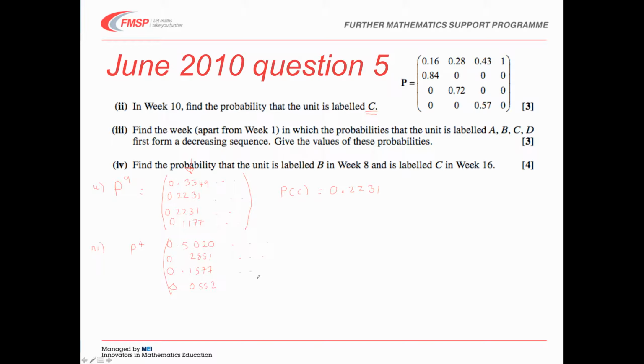But it's the first column that we're interested in because we know it starts with A, or again you could multiply your p to the power 4 by your initial state, 1 0 0 0. And the thing to remember is that you'll get 2 of the marks for doing that, but we need to make sure we say which week, find the week, and that's p to the power 4 is in week 5.